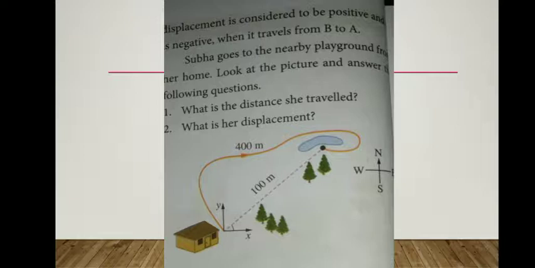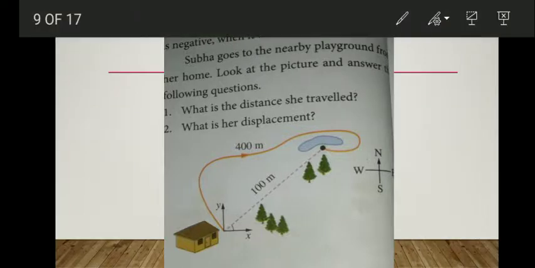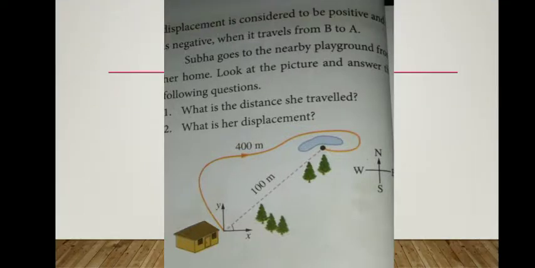Now, Shubha goes to a nearby playground from her home. Look at the picture and answer the following questions. Do you see the picture? It is a home, it's a playground. What is the distance she traveled? Are you able to know that? Yes, that is 400 meter.